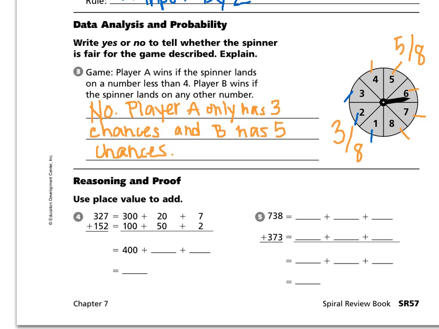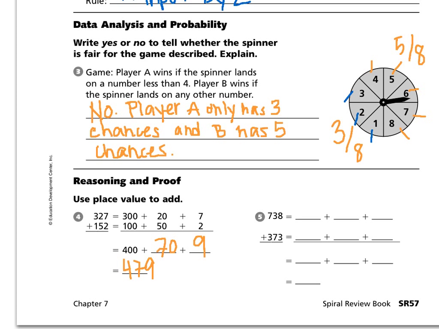Let's look at reasoning and proof. Use place value to add. So if you look here, they've completed some of it for you. We have 327 plus 152. What they want you to do is add. 300 plus 100 is 400. 20 plus 50 is 70. 7 plus 2 is going to be 9. Now you have 479. Do the same thing for number 5.